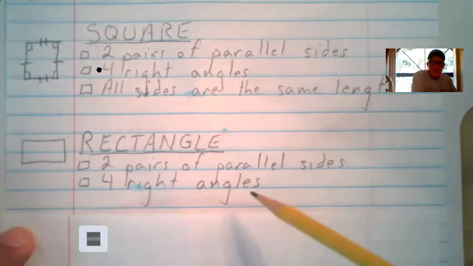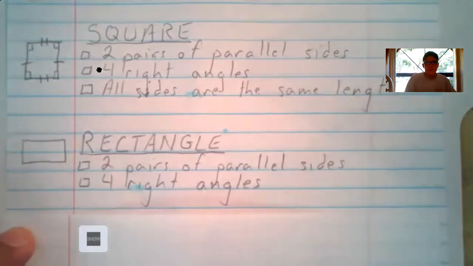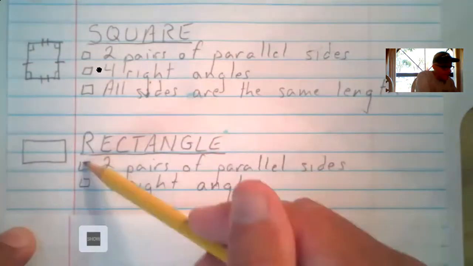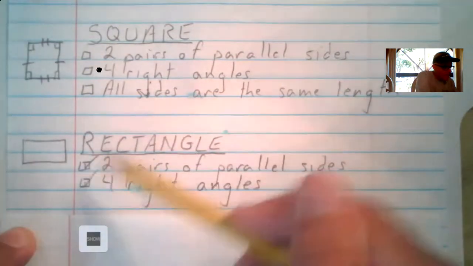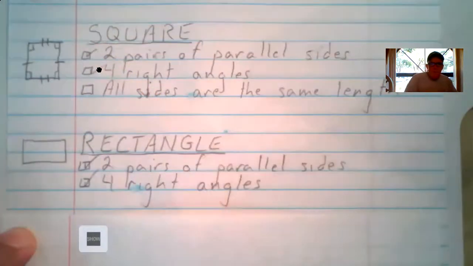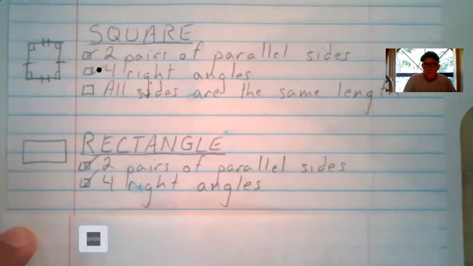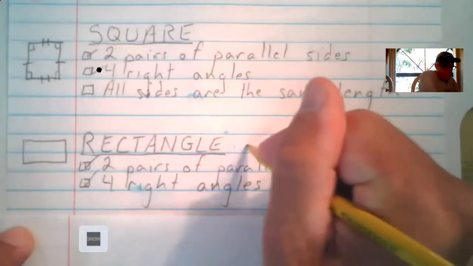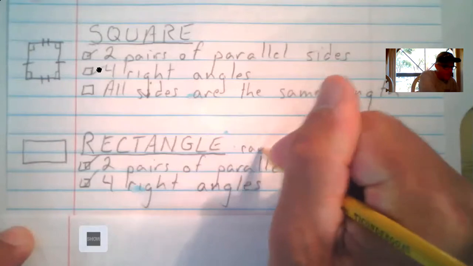Did I just say that? Yes, I did just say that. Okay, so check that one off, check that one off, and then check that one off and check that one off. So a rectangle, you guys, can also be a square. I'm going to put: can be a square.